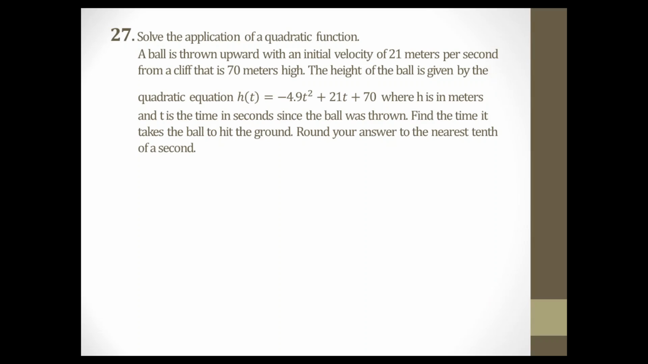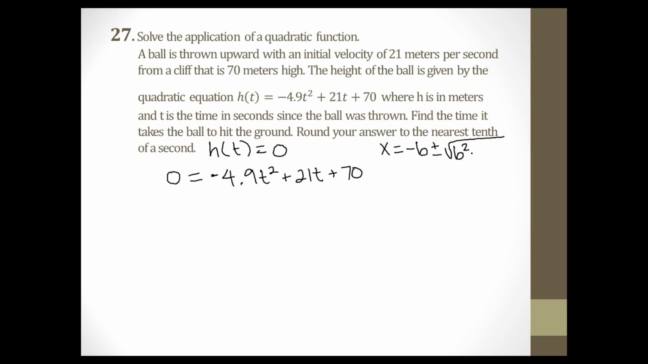So if the ball hits the ground, that means we want to find when the height is 0. So basically we want to say 0 equals, so what would be t when the height is 0? So I'm going to rewrite my quadratic. And so we want to basically solve this using the quadratic formula. As a reference, I'll just write it here, and I probably should use t instead of x, but I'll just keep it like that. Negative b plus or minus the square root of b squared minus 4ac, all divided by 2a.